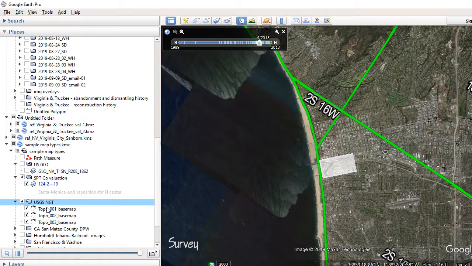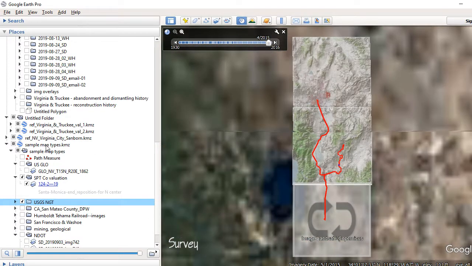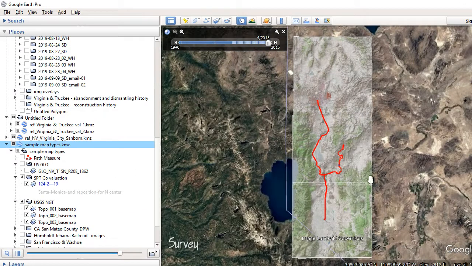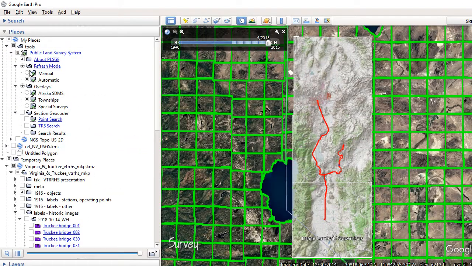National Geographic. I want to make you aware of this resource. National Geographic some years ago scanned the entire USGS maps and then georeferenced them. And I've got a tool right here.